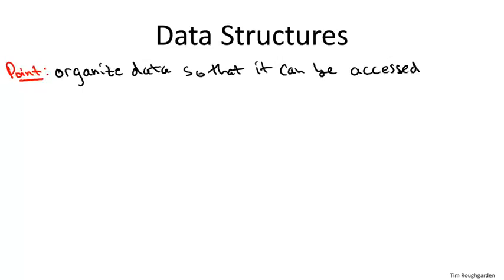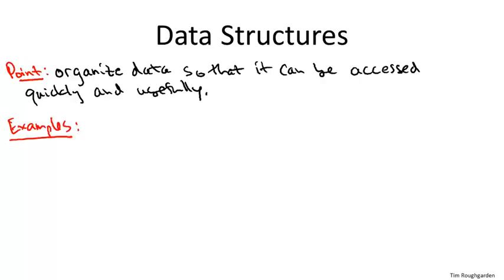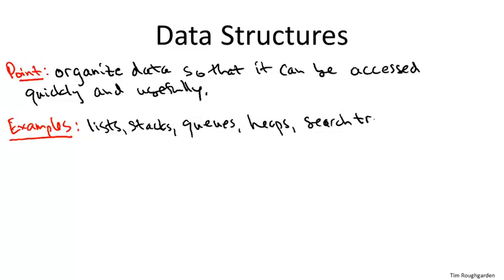There are many examples of data structures, and hopefully you've seen a few of them and perhaps even used a few of them in your own programs. They range from very simple examples like lists, stacks, and queues, to more intricate but still very useful ones like heaps, search trees, hash tables, relatives thereof like Bloom filters, union find structures, and so on.